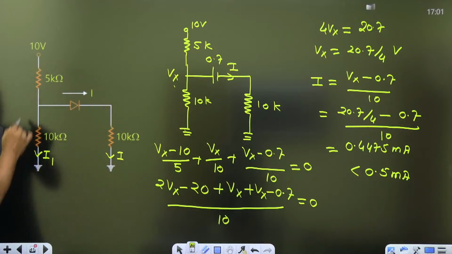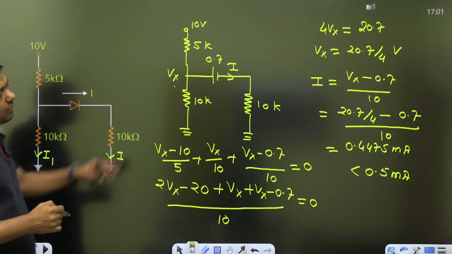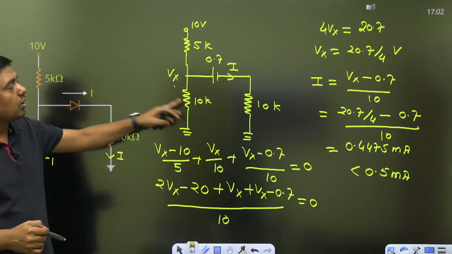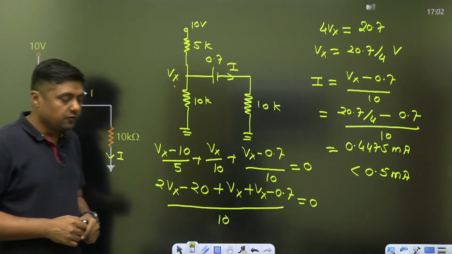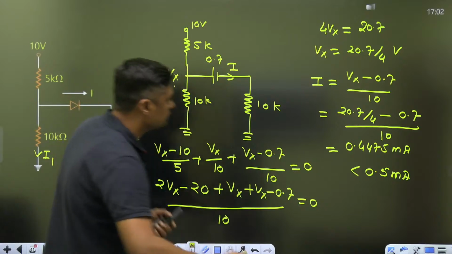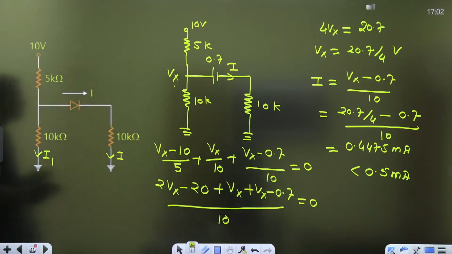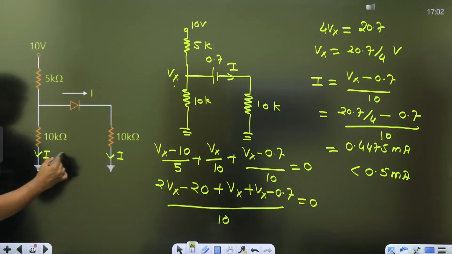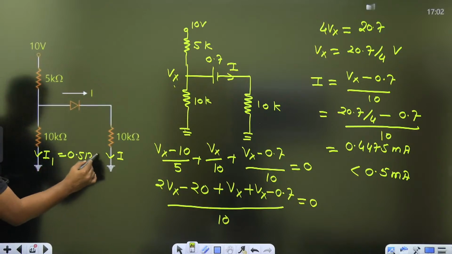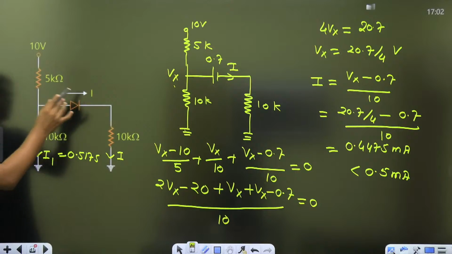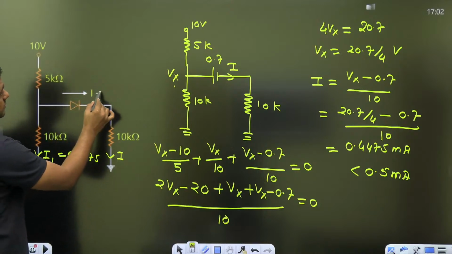So guys, if you have the value 20.7 by 4, then 20.7 by 4 upon 10, now you can find the current through this 10 kilo ohm. Definitely, the current increases. You can check here: 20.7 divided by 4, divided by 10. The current is 0.5175. This current increases, that current decreases.